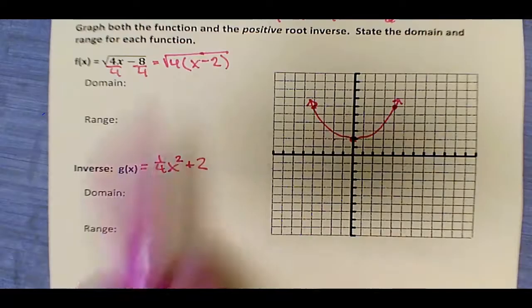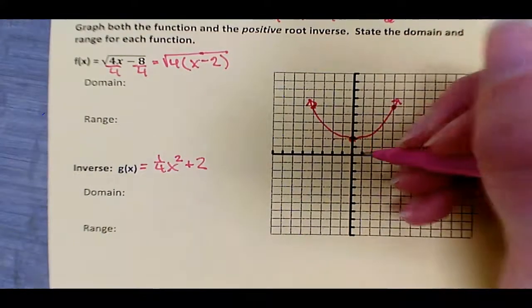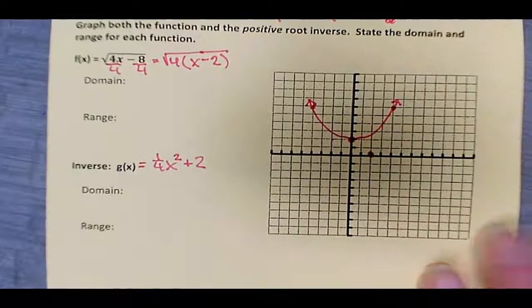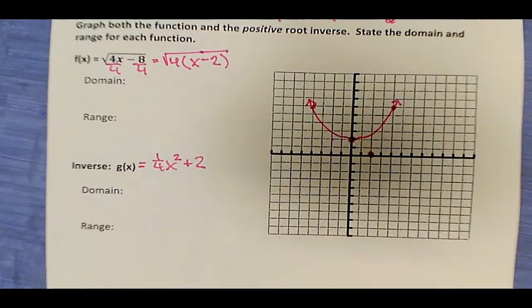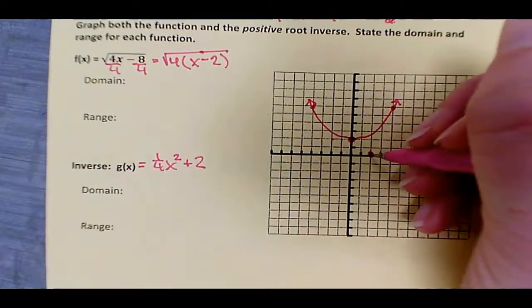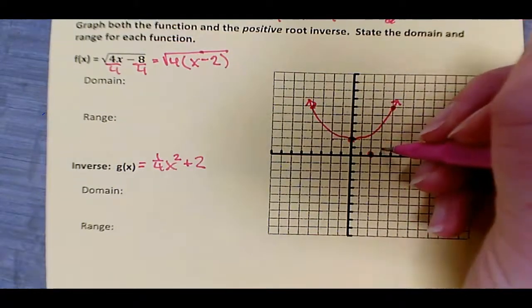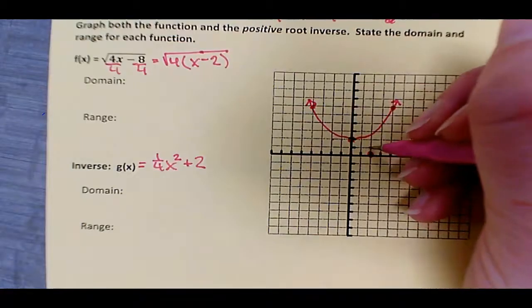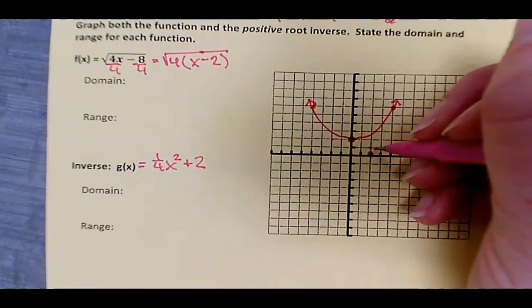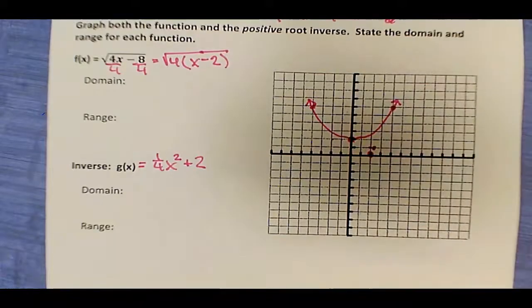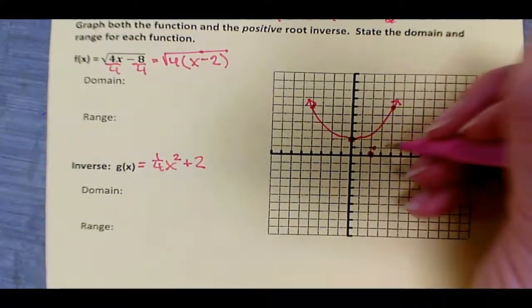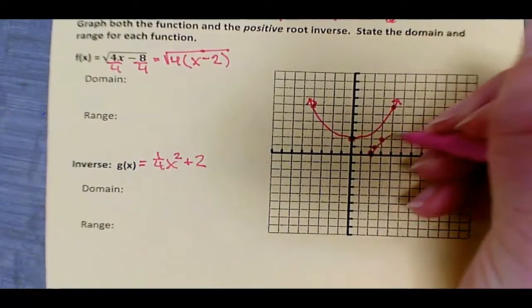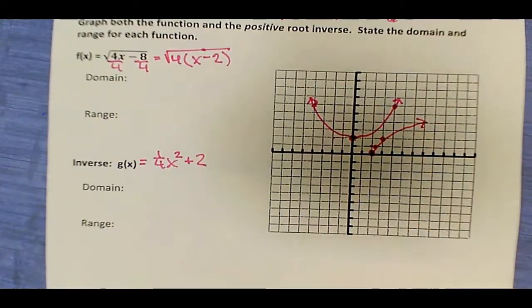For this one, I'm going 2 units to the right, 1, 2. And then this is a horizontal compression by a factor of 1/4. So rather than going over 1, up 1, I'm going over 1/4 and up 1. So it's kind of hard to do. But every distance gets compressed by 4. So you kind of get the idea that it's going this way.